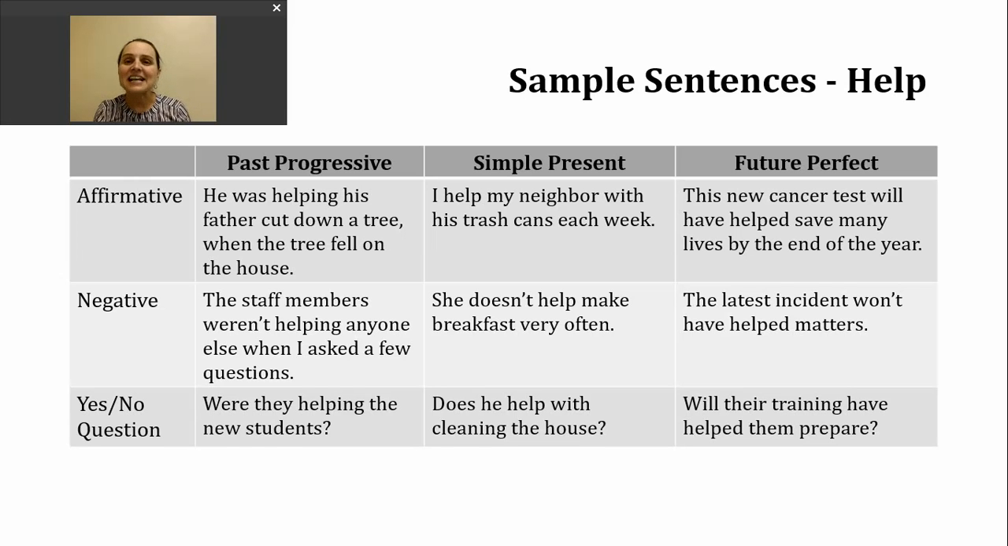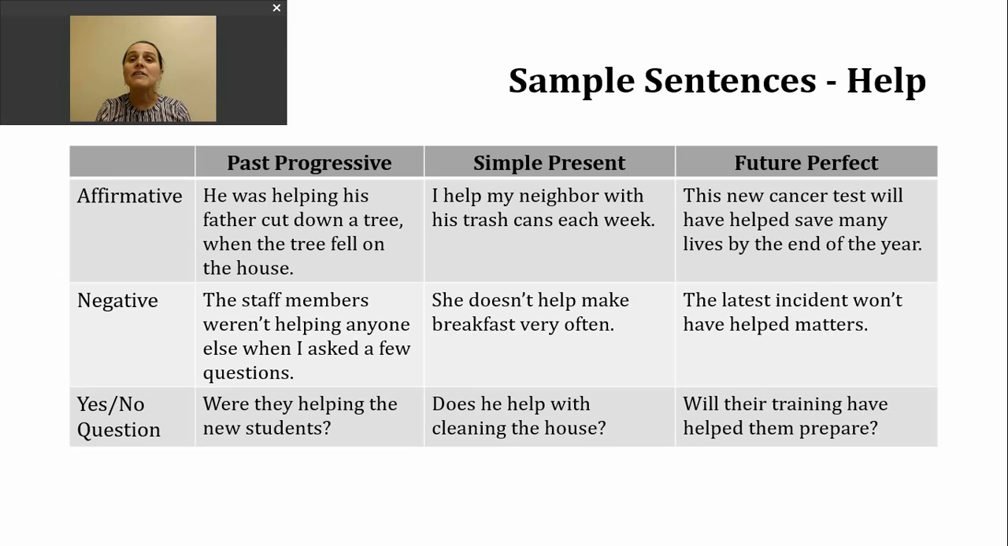Next, let's take a look at future perfect. To make this verb tense, we're going to use will, have, and then the participle form of the verb. This is going to be true no matter what our subject is. Let's look at an example. This new cancer test will have helped save many lives by the end of the year.